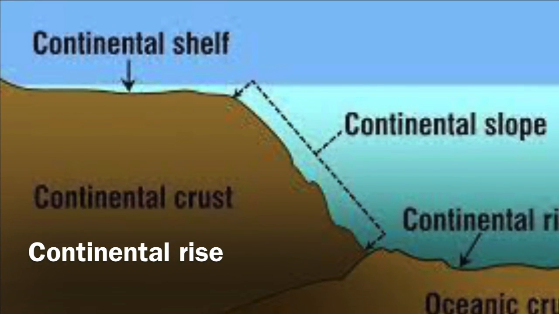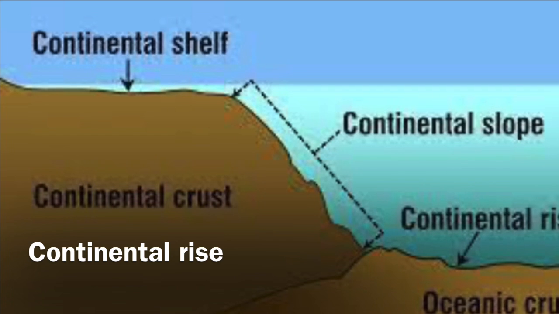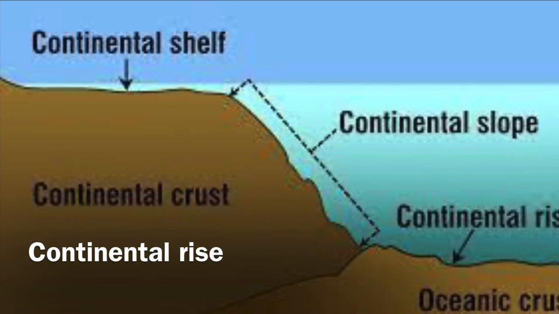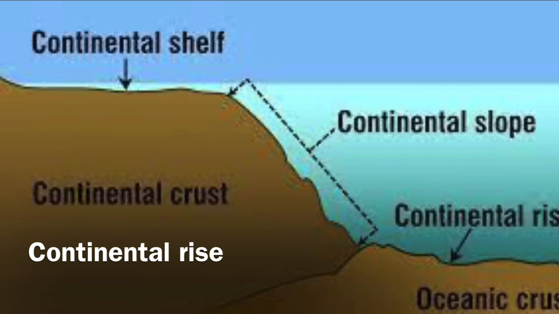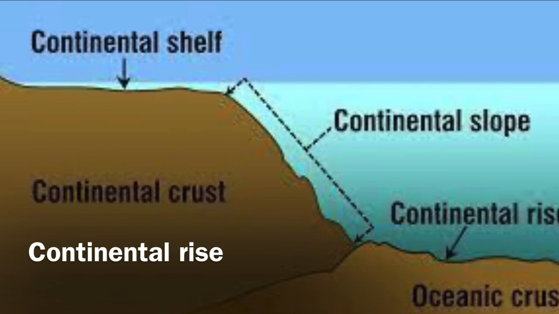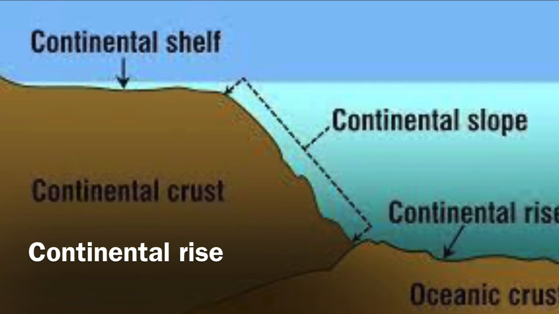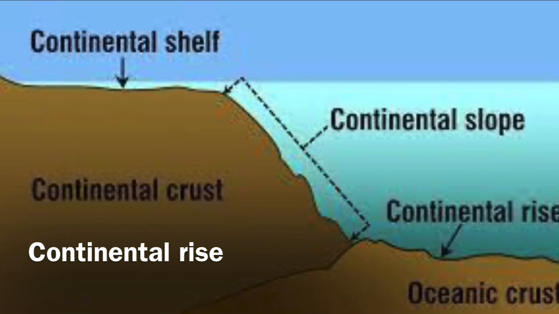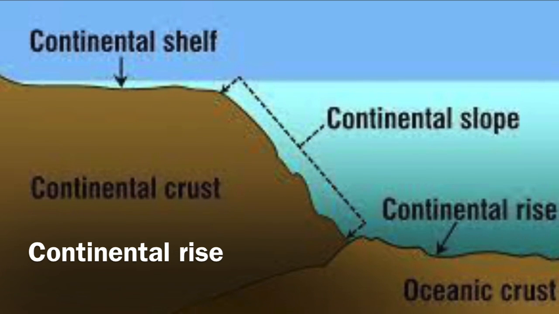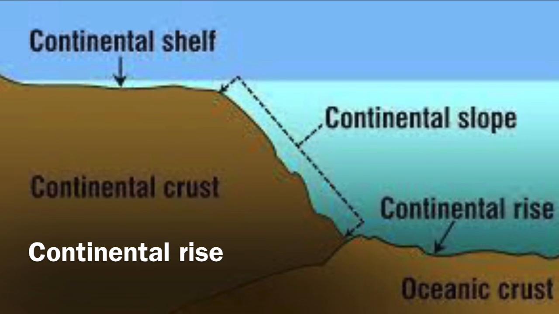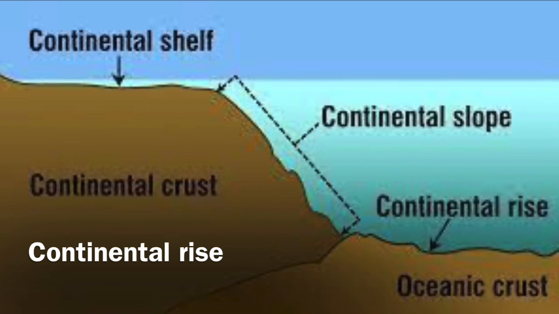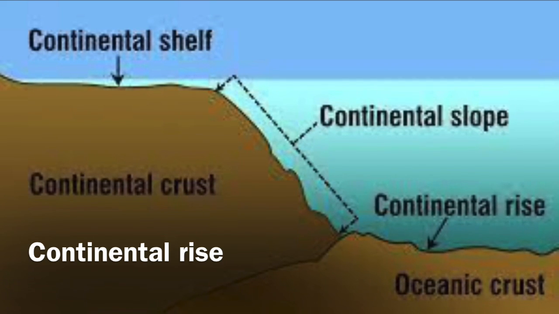Continental rise. The area between the continental slope and abyssal plains, which means underwater plains, is called the continental rise. It consists of submarine fans, which are similar to the alluvial fans found on the land. It means totally it is the alluvial area in the ocean. The continental rise area consists of alluvial soil.